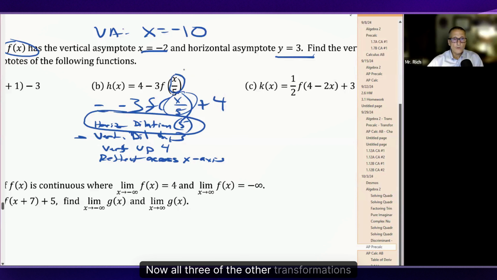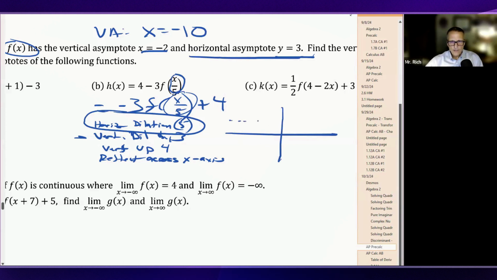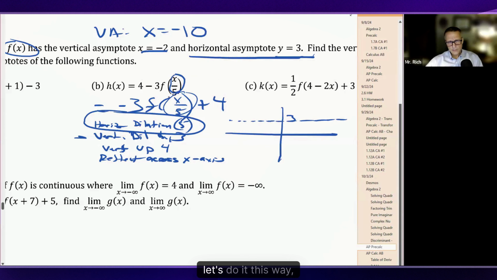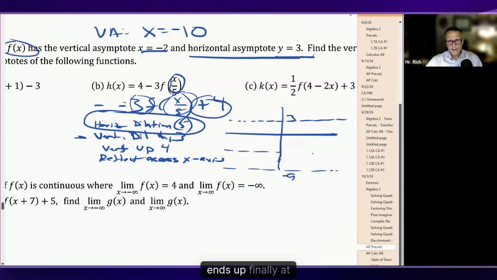Now, all 3 of the other transformations have to do with vertical, and so that's going to affect the horizontal asymptote. So if you have a horizontal asymptote at y equals 3, and then you apply these transformations, let's do it this way. If I flip it around the x-axis, that's what the negative is going to do. It comes down to -3. Then I make it 3 times as far away, so that would put it down at -9. But then I'd be shifting it up by 4 units, so it ends up finally at y equals -5.